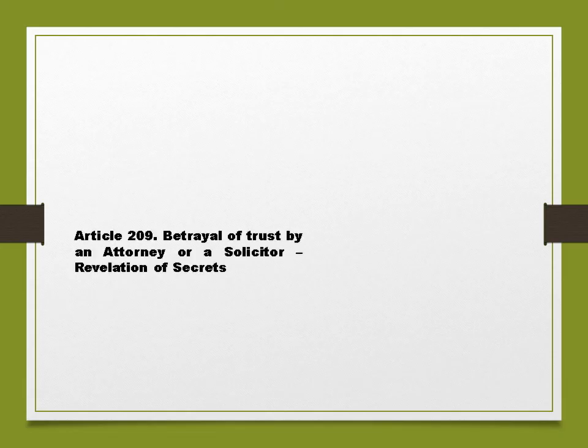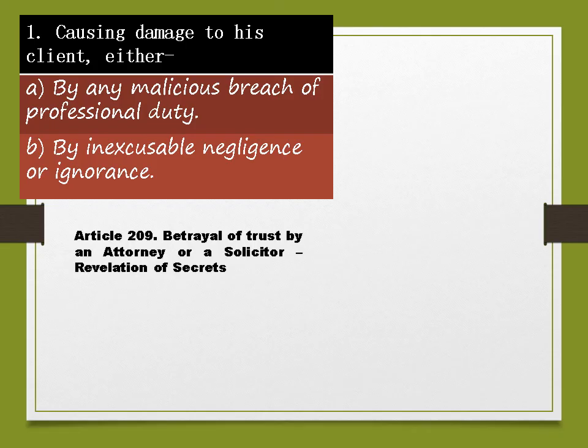So Article 209 is about betrayal of trust by an attorney or a solicitor, and that is the revelation of secrets. So there are 3 acts punished as betrayal of trust by attorney, and number 1 is when the attorney causes damage to his client by any malicious breach of professional duty or by inexcusable negligence or ignorance.